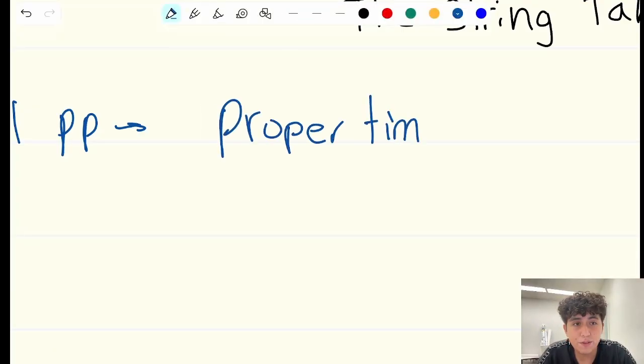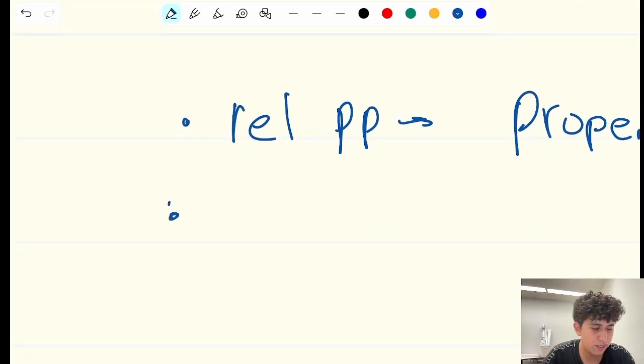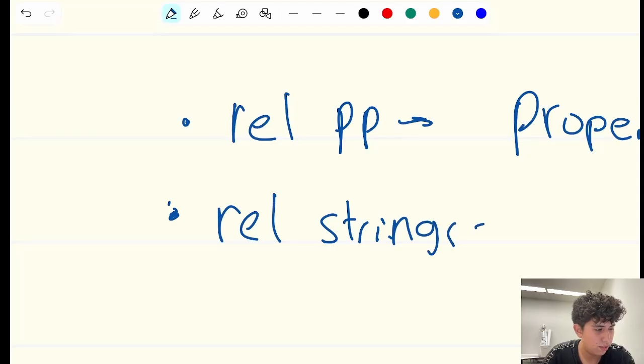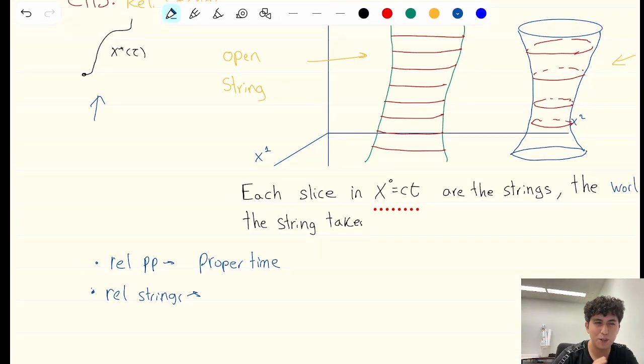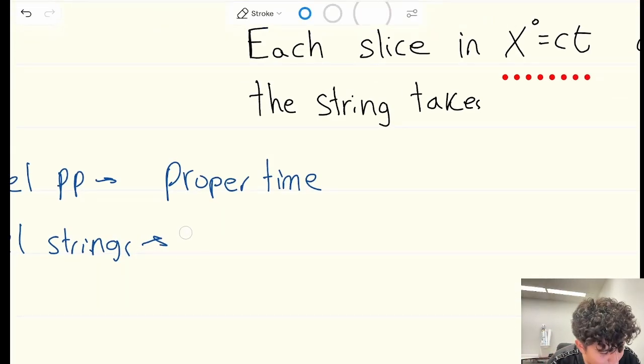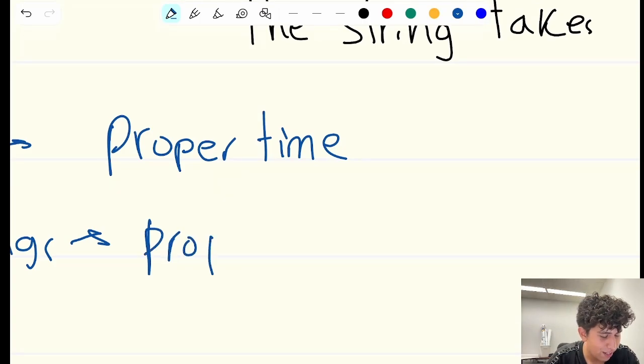So instead, for defining the action for a relativistic string, we're going to need something different. For relativistic strings, we're going to need a proper area. You're going to see, but it's going to be the area of the spacetime worldsheet. We're going to do this in very much detail. You're going to hate me for doing so much detail.